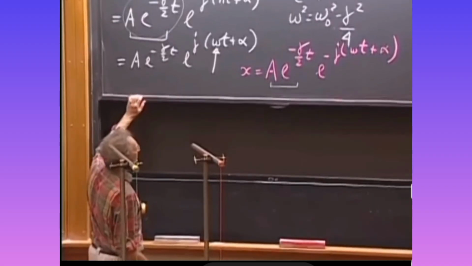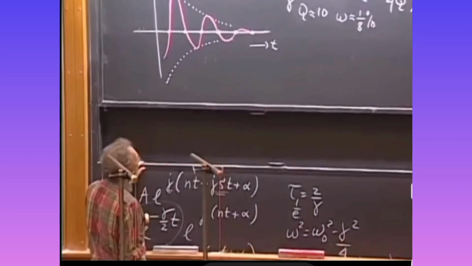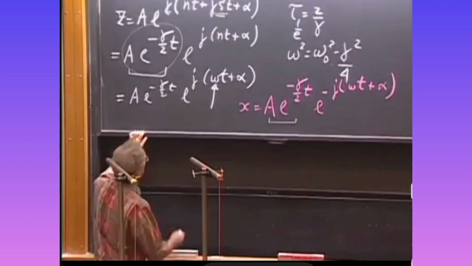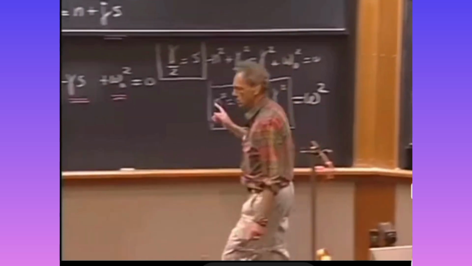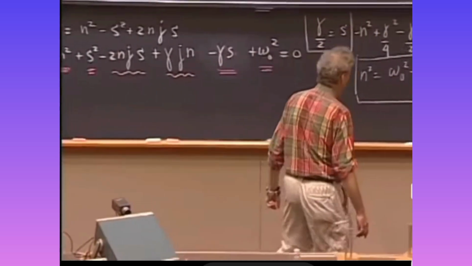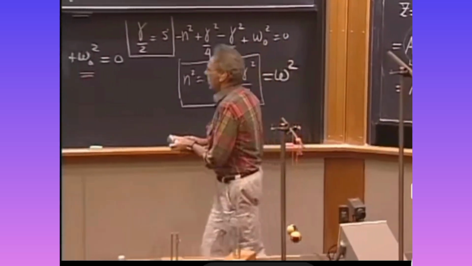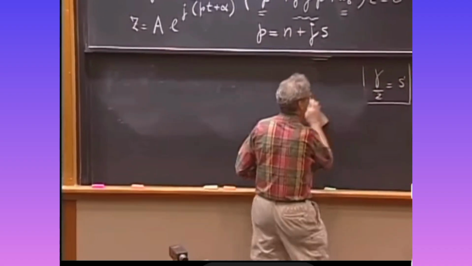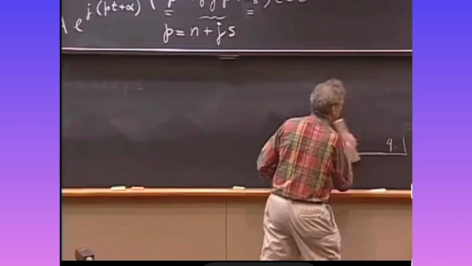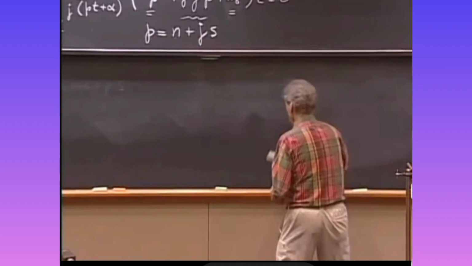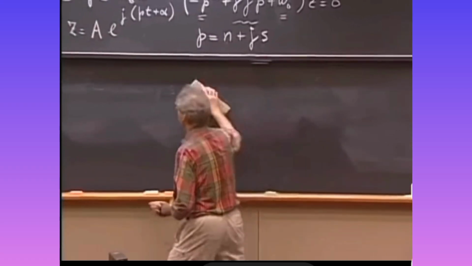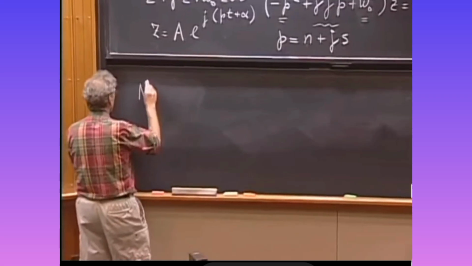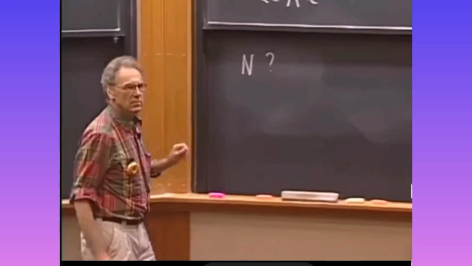We can look at the decay in a different way. Oh, we cannot do that here. I will do that here on the center board because we don't need that anymore. Instead of saying I have to wait 2 over gamma seconds for the amplitude to go down by a factor of e, I can ask myself, how many oscillations do I have to wait for the amplitude to go down by a factor e? How many oscillations?